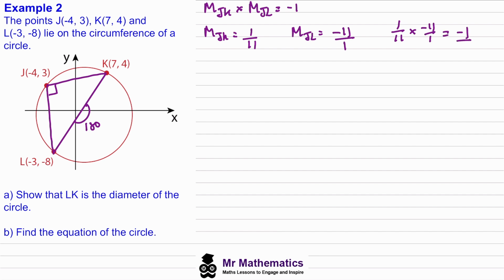So this proves that this angle equals 90 degrees, which means this angle must equal 180. So the angle at the centre is double the angle at the circumference. So L to K is the diameter of this circle.